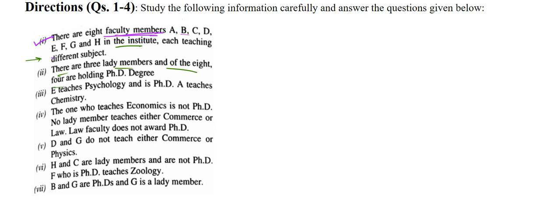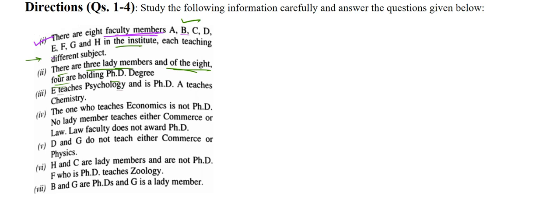So here you can see we have 8 faculty members and out of these 8, 3 are ladies and the rest 5 are obviously gents. And out of the 8, 4 are holding a PhD degree, which means that the other 4 do not have a PhD degree.